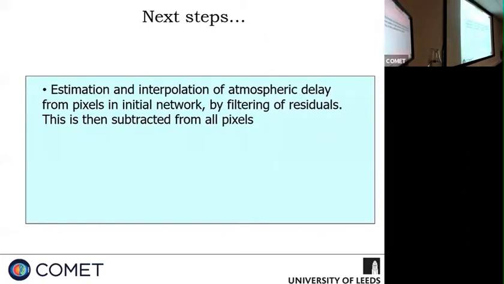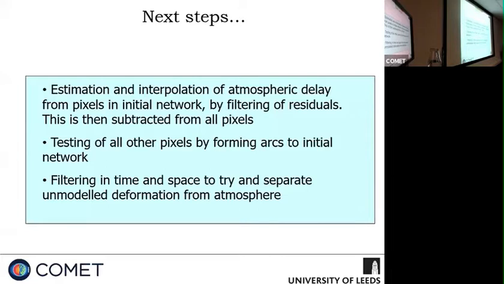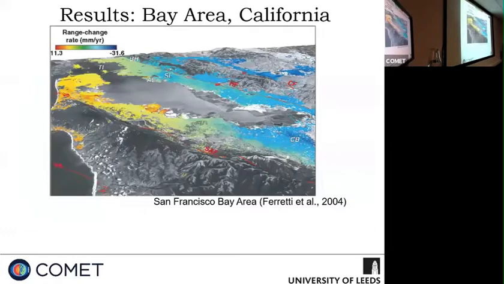So then you have your network of very good points. You're fairly sure these are persistent scatterers. You have a deformation and an atmospheric delay for those. You can then interpolate that for the entire image. Then for all of your other pixels, you remove the atmospheric delay and estimate your deformation model again. You do some filtering in space and time to separate unmodeled deformation from atmosphere. And you end up with something like this: a nice velocity plot plus a time series attached to that.